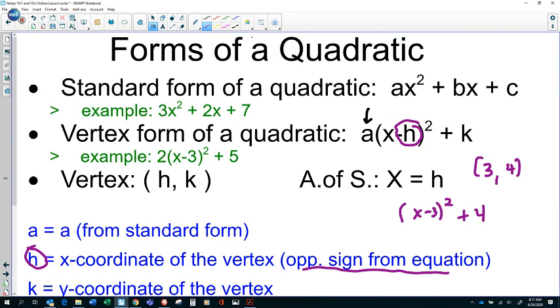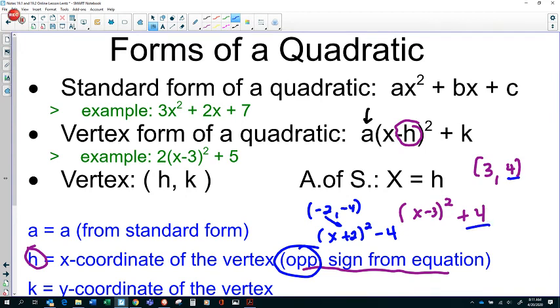If we had a different one, let's say the vertex was (-2, -4), then our equation would look like this. It'd be x plus 2 squared. Remember, the h is going to be the opposite sign from what's in the equation. And then our k is going to be the same. So if it's a negative 4 in the y-coordinate, our k is going to be negative 4. If it's a positive 4 in the y-coordinate, our k is going to be positive.